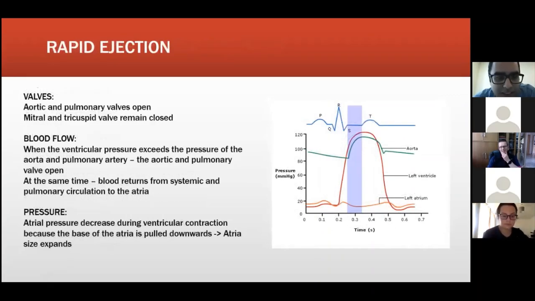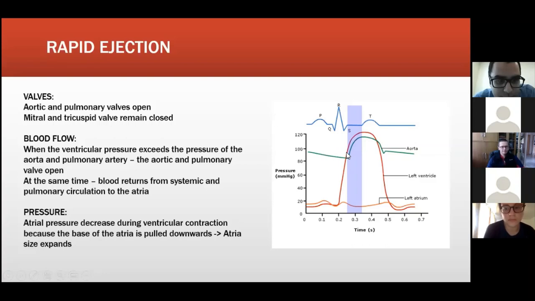So moving on into the rapid ejection phase, and as the name suggests, this is where you get an ejection of blood. So blood is ejected from the ventricles to force open the semilunar valve, and blood is ejected into the aorta. And we can still see that the pressure still goes up within both the aorta and the left ventricle as blood is ejected, but later on you'll see it peaks and then it will start to go down.